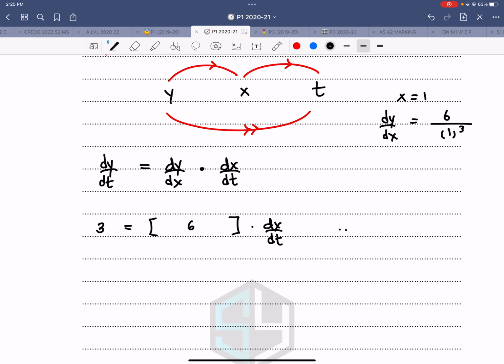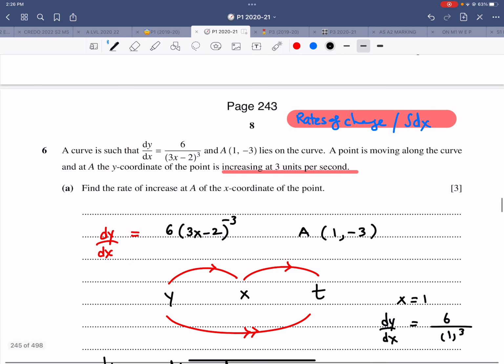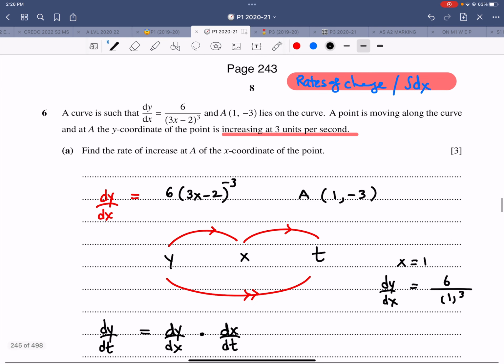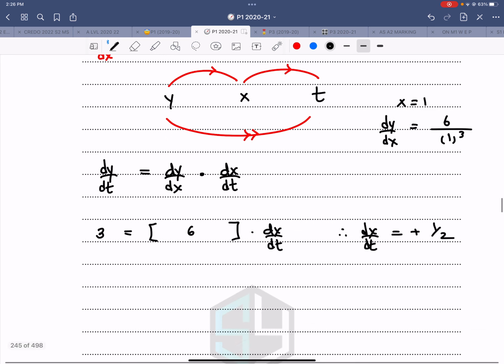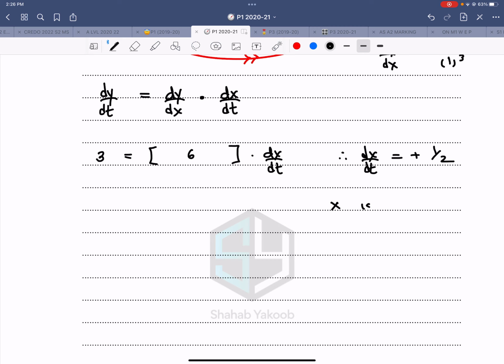So in other words, dx by dt is positive. Take care of that. And this is half. And why am I taking care of the positive? Because since they say y is increasing, so x is increasing at a rate of half units per second. It's a good idea to write this.